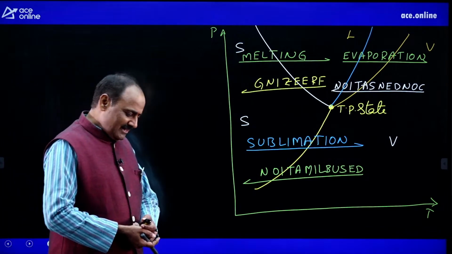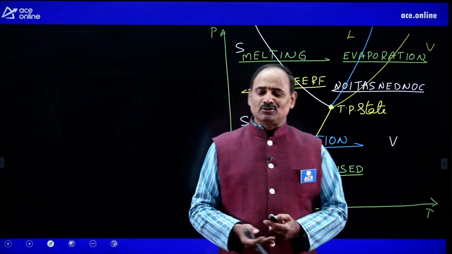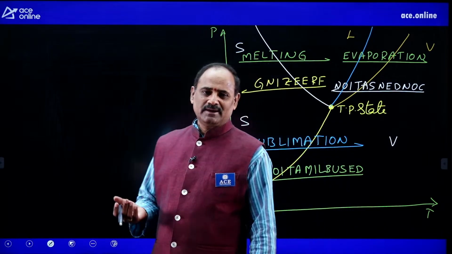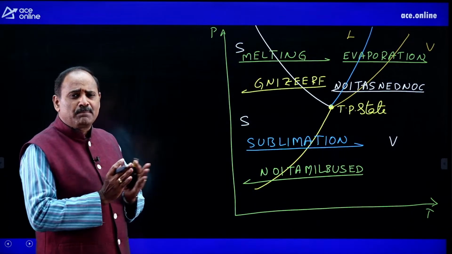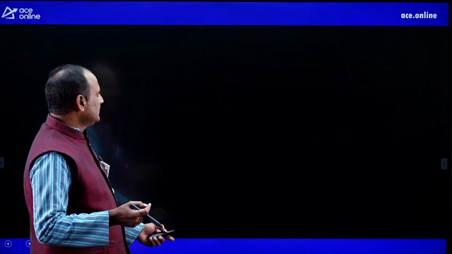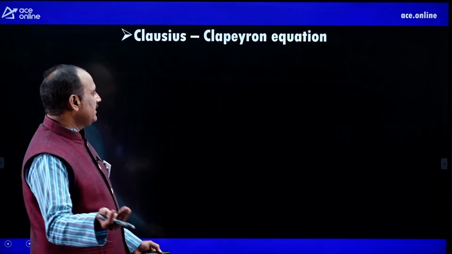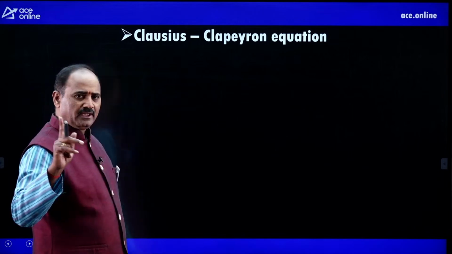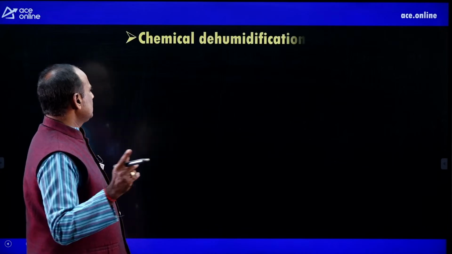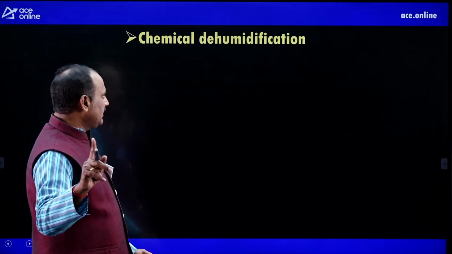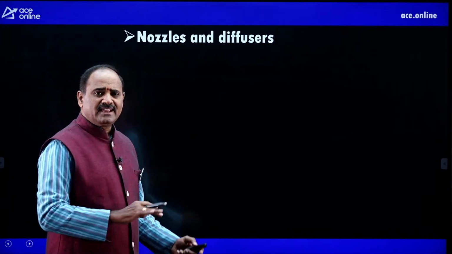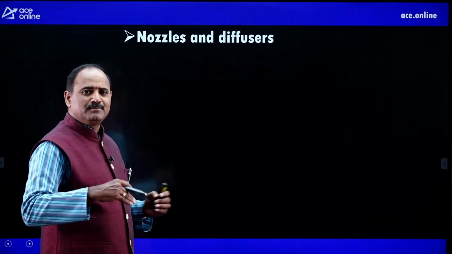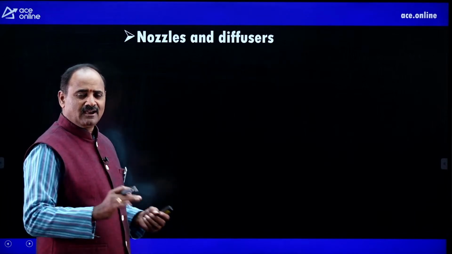Okay. Dear friends, excuse me, I thought to complete all these concepts, but because of the elaborate and complete discussion of each and every concept, I am unable to discuss the remaining important concepts. You try to go through any standard material like the Clausius Clapeyron equation, that is also an important concept. Another one is chemical dehumidification, go through that. Another one is nozzles and diffusers. So three important concepts I am missing to discuss because of the time limitation.